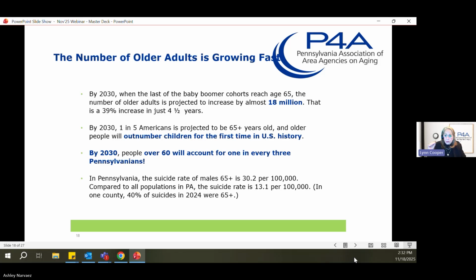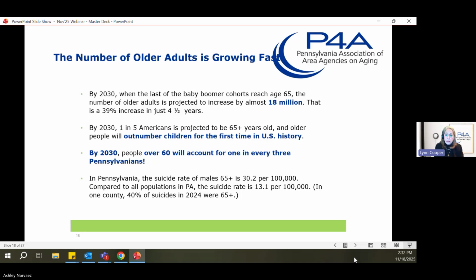We are not ready. We need to do more to help our systems prepare for the increasing numbers, because you know as well as I do that as our number of older adults increase, there are going to be more folks with higher level of need than what we are prepared to serve right now.